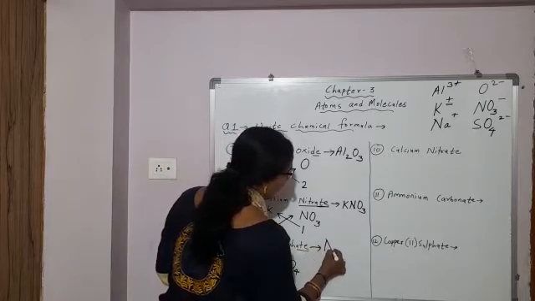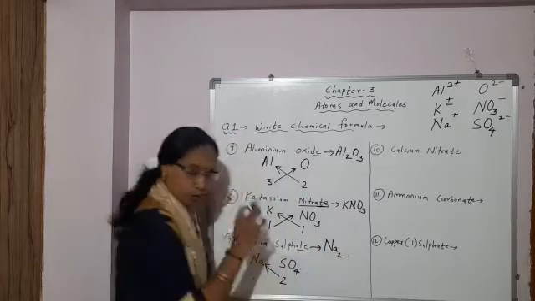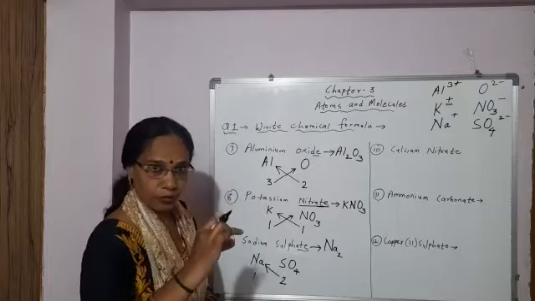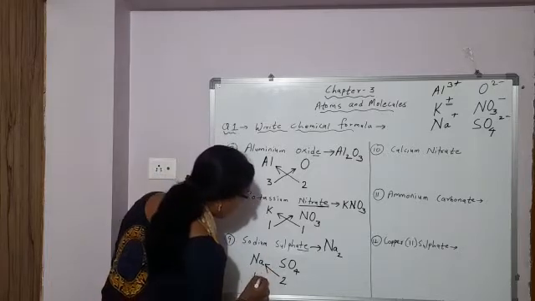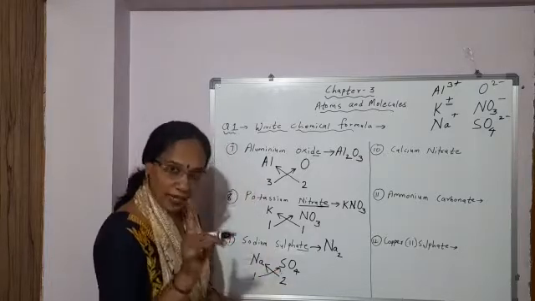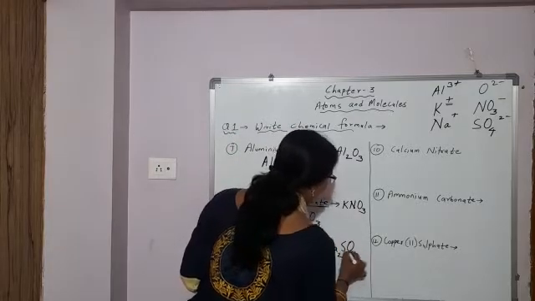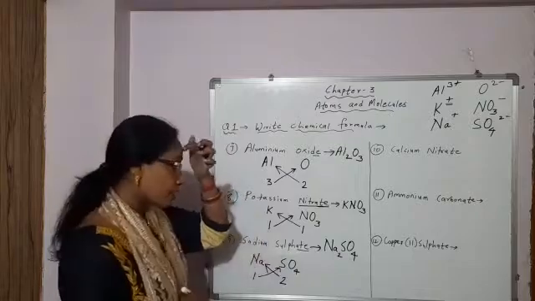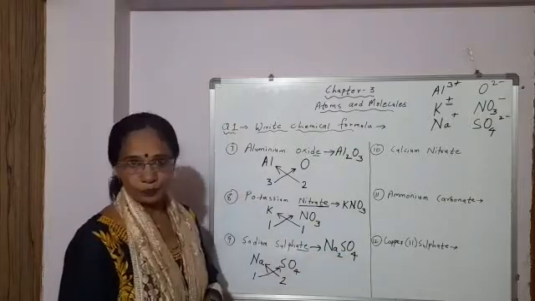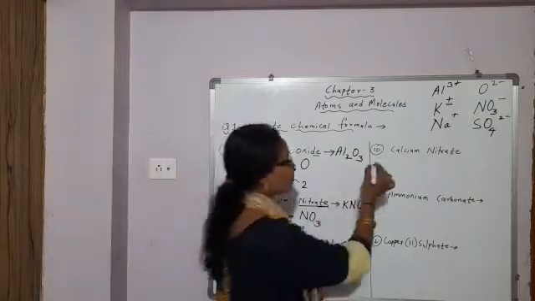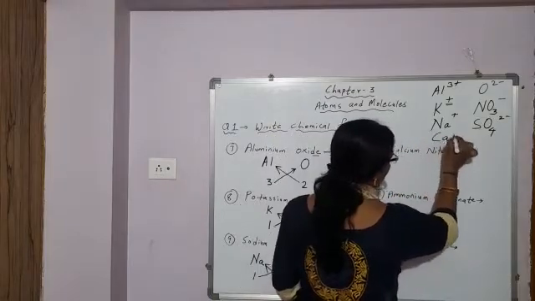So you will write Na2. The 2 you will write as a subscript, on the lower side. Then 1 will go with SO4. The 1 there is no need to write, just write SO4. So what is the formula? Sodium sulfate is Na2SO4.